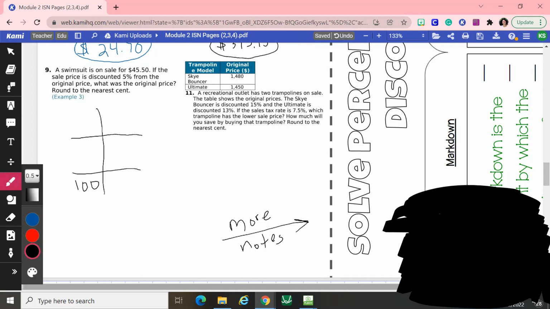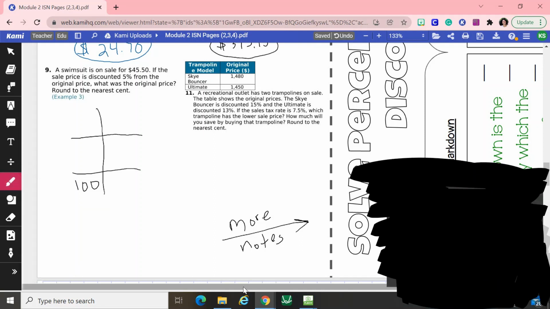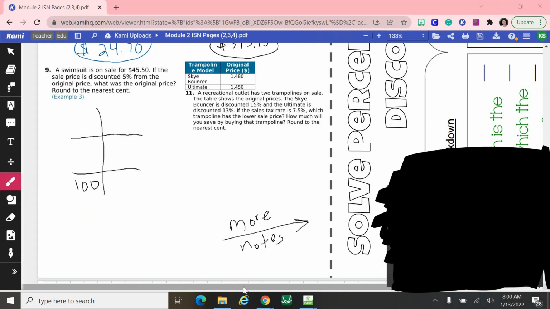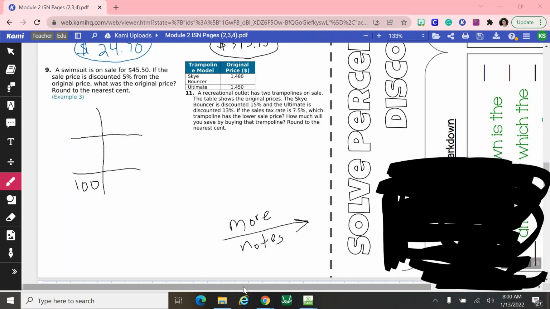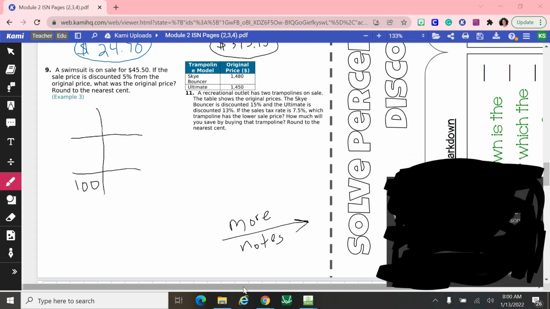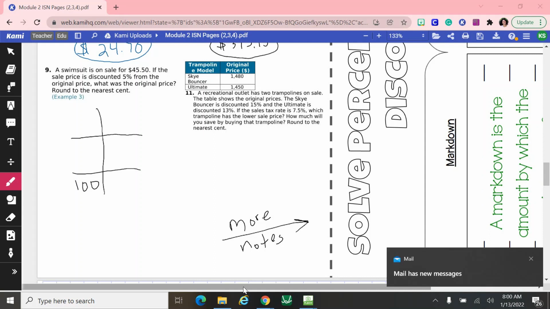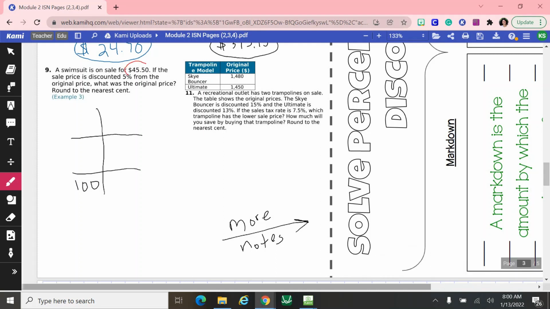Let's look at these numbers up here. It says, I'm going to have to turn those notifications off. It says $45.50. That is what it is on sale for. And up at the top here, this is where the sale price goes. So we are going to put the $45.50 at the top here.